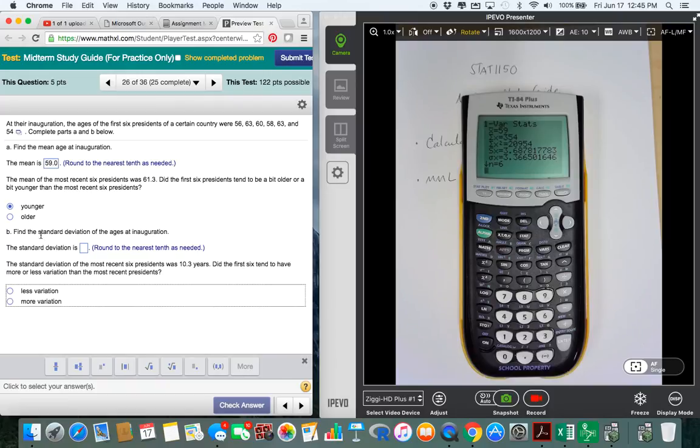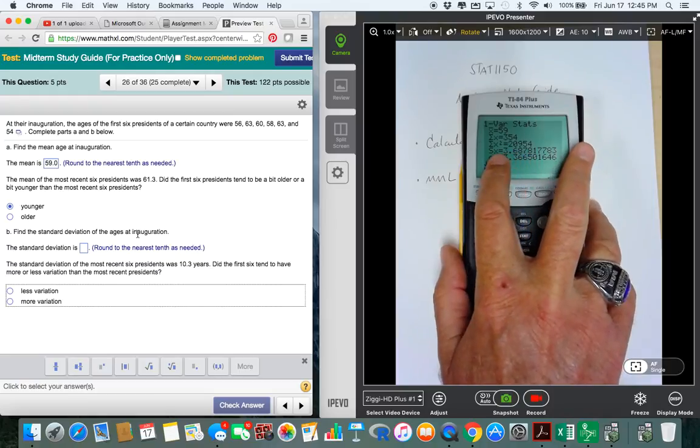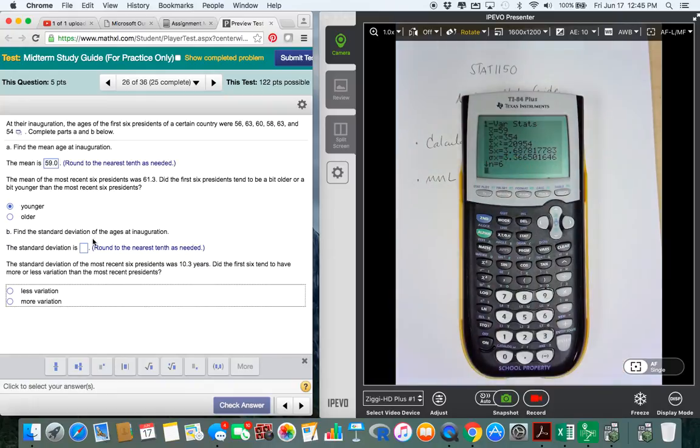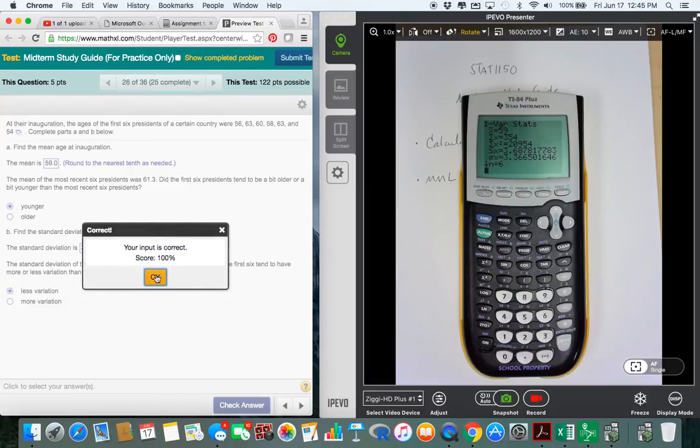Okay, interesting. Find the standard deviation. Well, guys, standard deviation is always Sx, so 3.6. I mean, we need the nearest tenth, so 3.7 years. So the standard deviation of the most recent 6 is 10.3. So the first has less variation because the standard deviation is less.